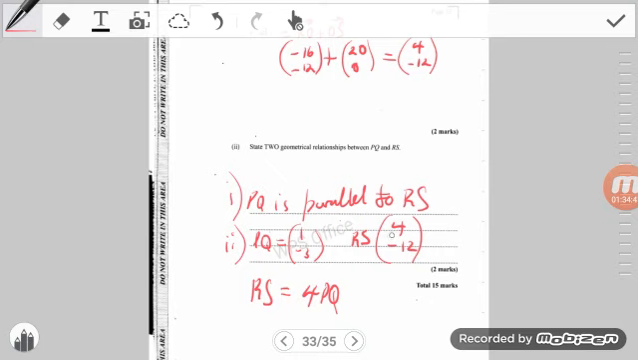So clearly you can see that RS is going to be 4 times as long as PQ, both in terms of coordinates and in terms of length. All right, so those are the two relationships there. PQ is parallel to RS, and RS is 4 times the length or the distance of PQ. All right, and that is the end of the 2017 past paper.